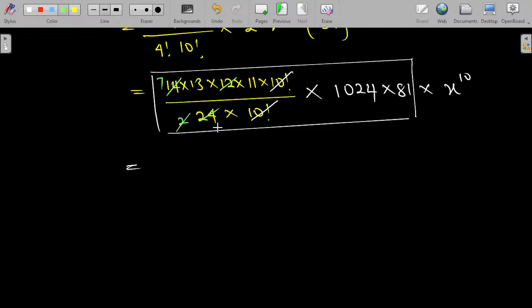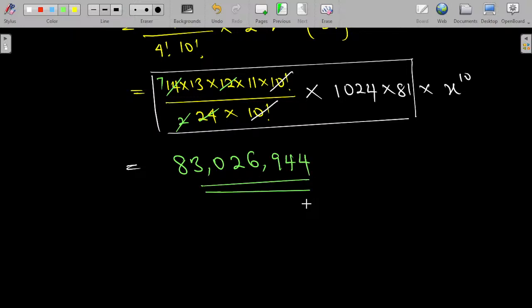So when you multiply by 11, that gives you your final answer as 83,026,944. This sounds like money. So this is the coefficient of x raised to the power of 10 in that expansion. I hope that made sense. All right, so that's the solution for number 16.